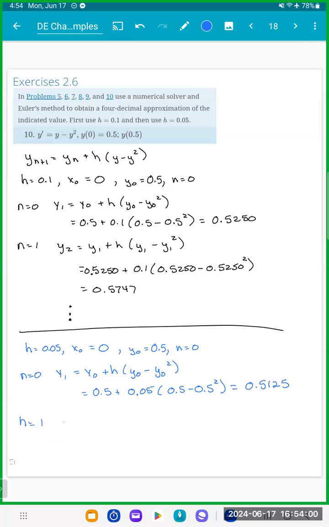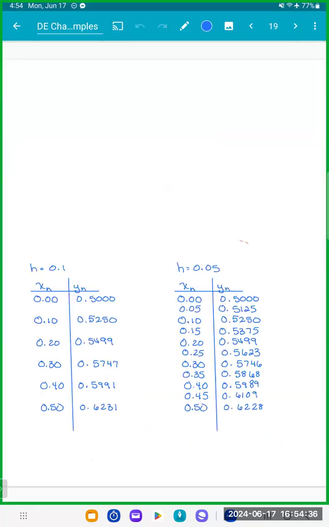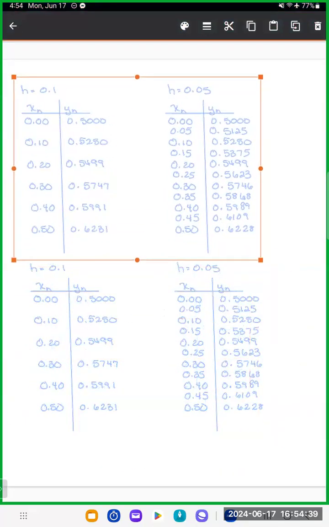Let's do one more. N equal to 1 is going to give me y2 equals y1 plus h times y1 minus y1 squared. So that gives me 0.5125 plus 0.05 times 0.5125 minus 0.5125 squared. And that's going to give me a value of 0.5250. You can carry that on as well, and you will end up with a table like this one.